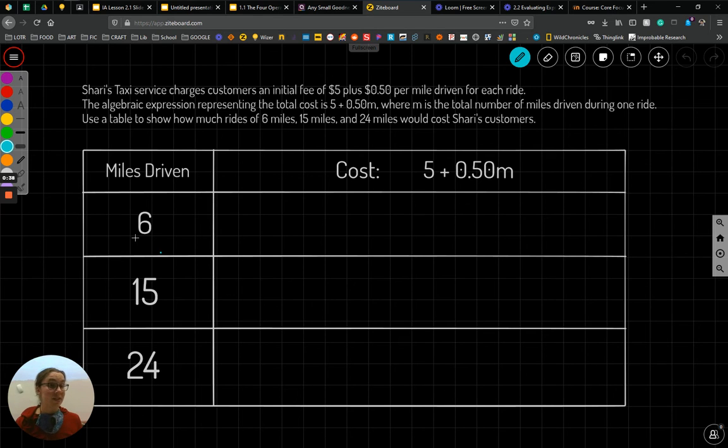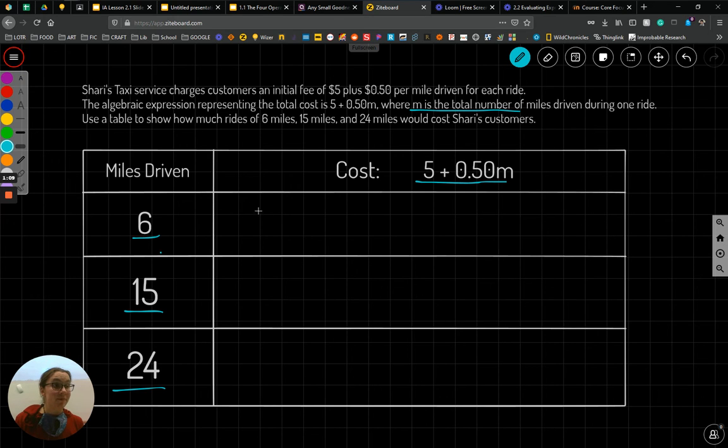I've already drawn us the table here, so let's go ahead and get to some plugging and chugging, some subbing and some solving. So, for each of these values, 6, 15, and 24, we are going to solve this expression. Again, an expression does not have an equal sign. So, it's going to become an equation here in just a moment. So, we're going to plug in 6 for m, because m equals the miles.